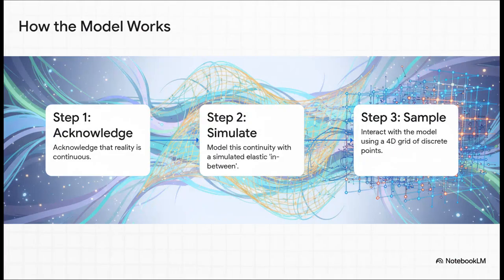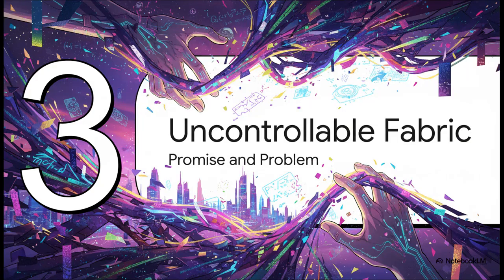So, the process basically goes like this. First, you just have to accept that reality is continuous. Easy enough. Second, you create this simulated elastic fabric to act like reality. And third, and this is the really clever part, you interact with that fabric using a grid of points in space and time. Imagine you've got a giant sheet of rubber stretched out. The computer can only poke it in specific spots, but when it does, those pokes create ripples and waves that travel across the entire continuous sheet. That's the idea. It's an absolutely brilliant idea in theory, but here's the catch.